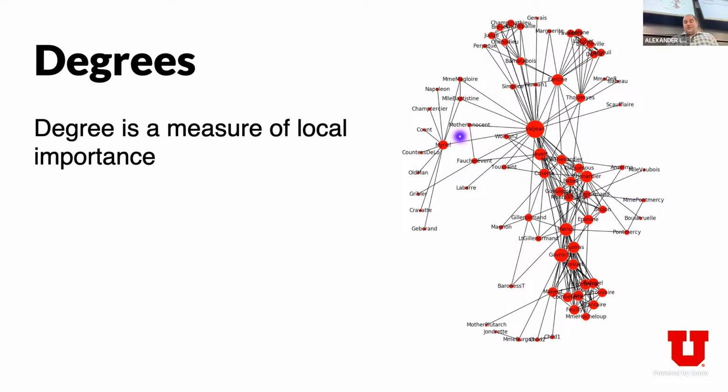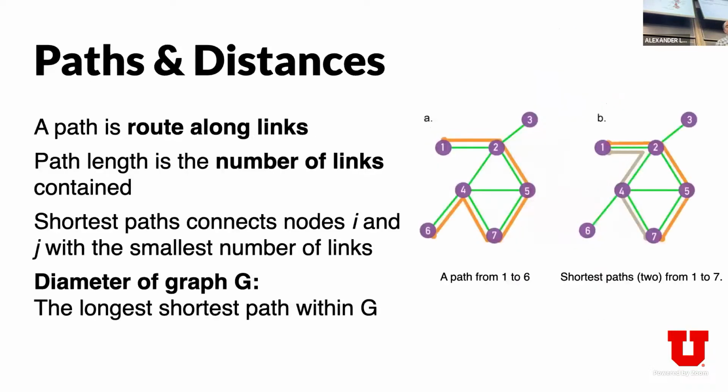But here, for example, if we take out Muriel, we would lose all of those different people, but it wouldn't affect the paths that go through Valjean. So degree is a measure of local importance. The next thing we need to talk about is paths and distances.